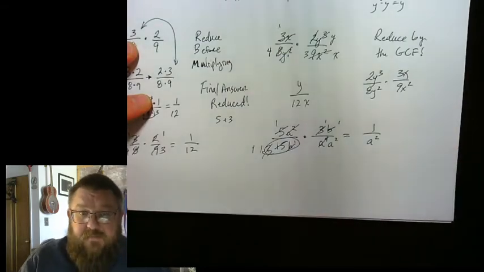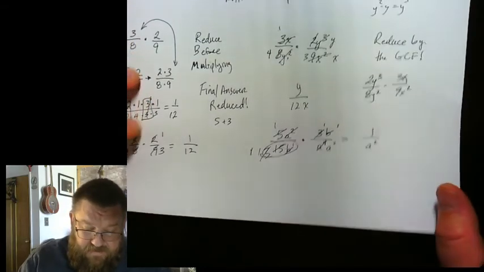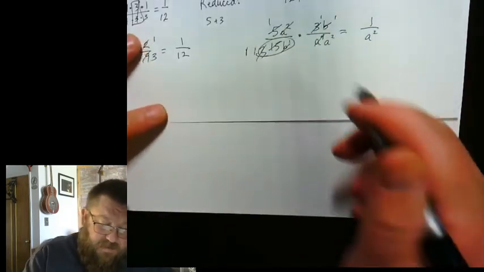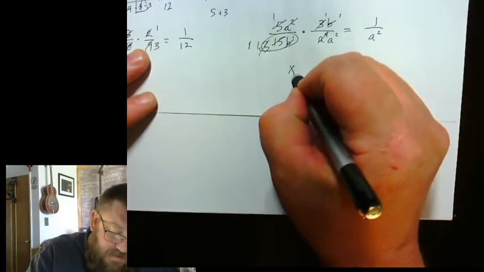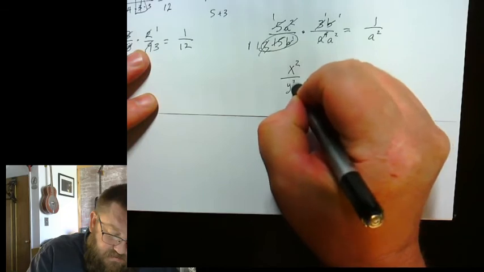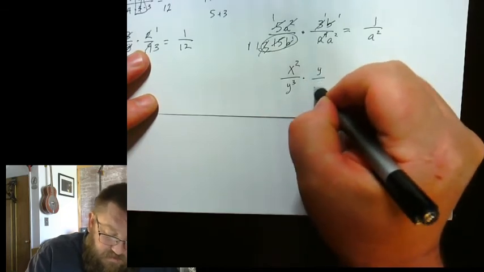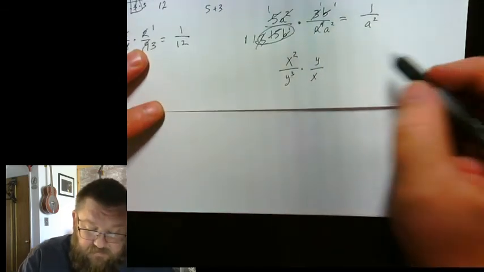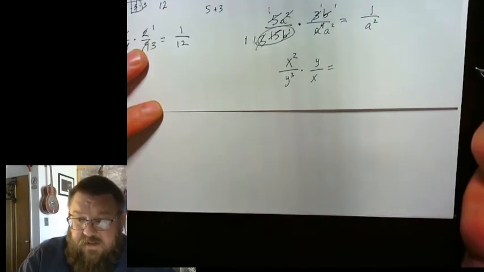How'd you guys do? I hope you did all right. If that was a little tricky, let's try a simpler one. How about we do this? How about we go x squared over y cubed. Let's do y over x and multiply. Try it. Go ahead and give it a shot.